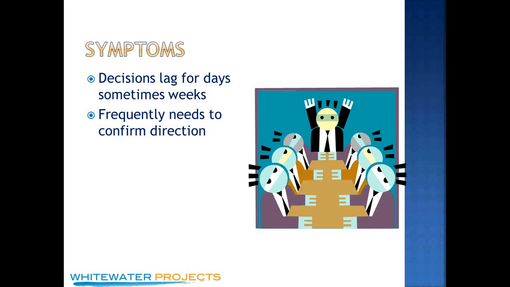What are some of the symptoms? Kind of the same symptoms. You have decisions that lag for days, weeks, months, because they can't make a decision. None of the individuals can make a decision until they meet as a committee and get everybody's feedback, and then they discuss it more, and then they go away and they have to discuss it with their peers, and then they come back again and have another meeting.